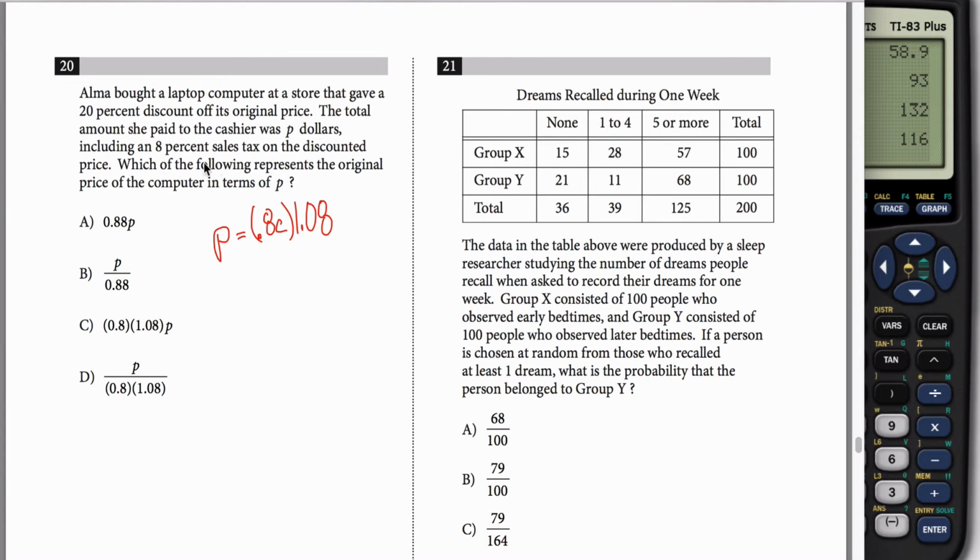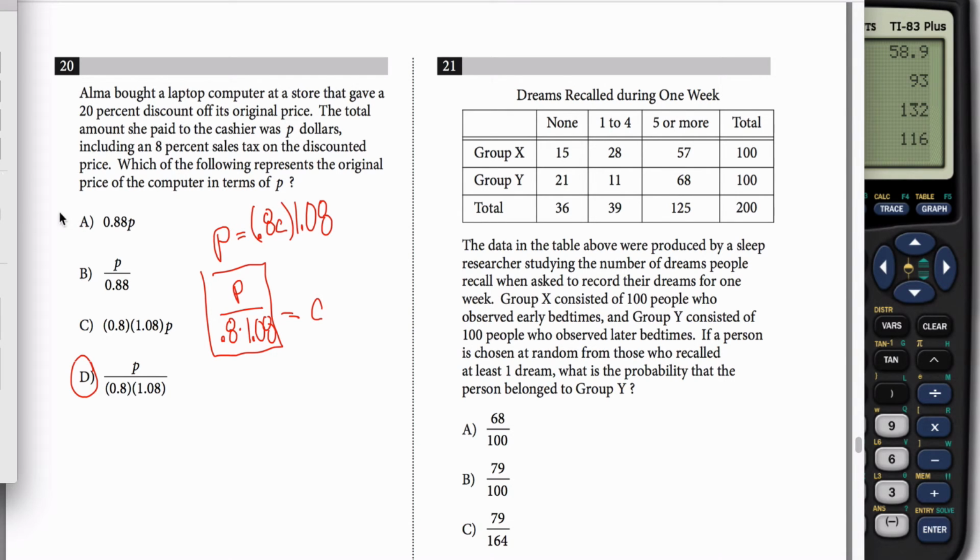What the question is asking is which of the following represents the original price of the computer? What is C in terms of P? So what you want to do is solve this equation for C. How do you get the C all by itself? Well, I could divide both sides of the equation by the 0.8 and by the 1.08. And then I would have C in terms of P. I would get that C is equal to P over 0.8 times 1.08, which looks like that's answer D here.